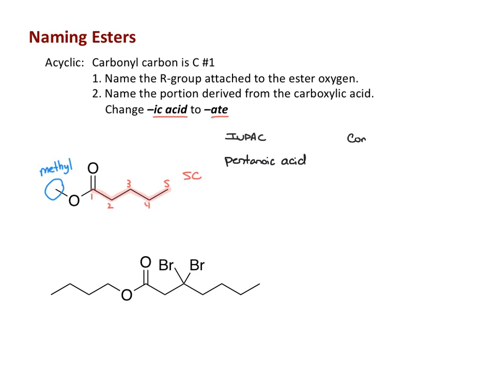The common name for 5 carbons is valeric acid. So following the rules, what we want to do is drop the ic acid from either name and add ate. So this would be pentanoate or valerate.